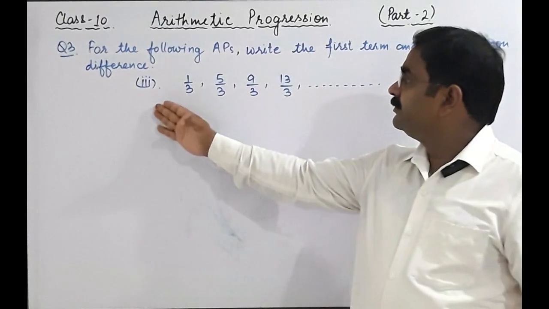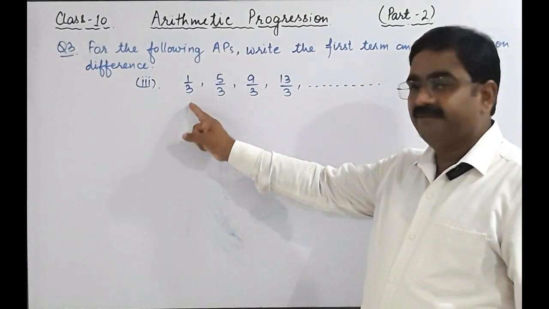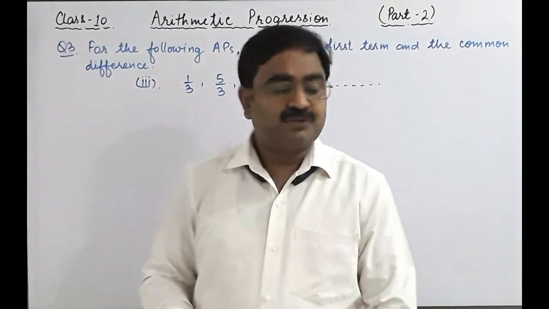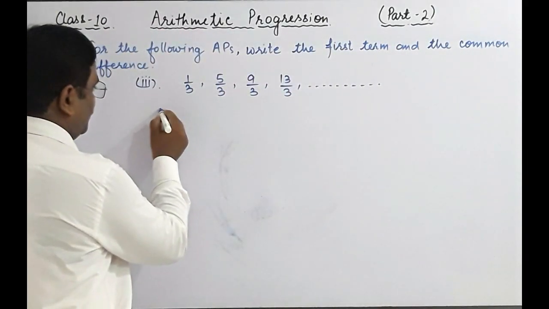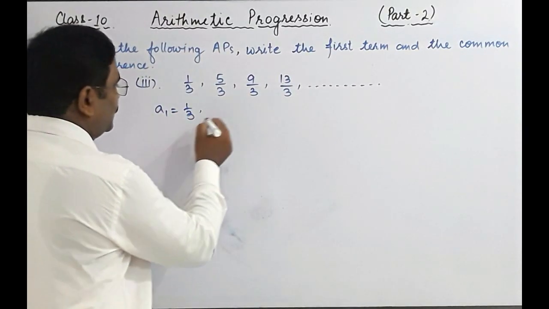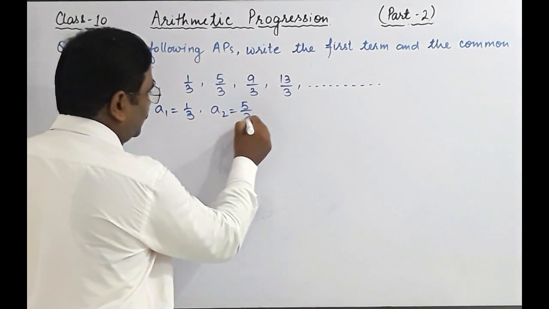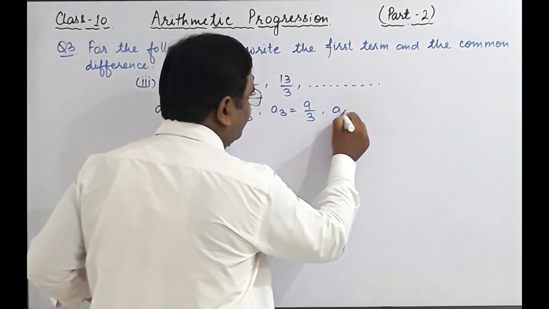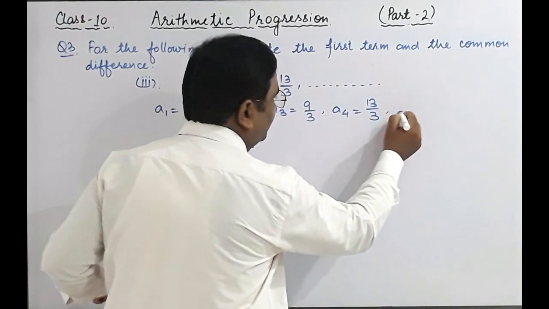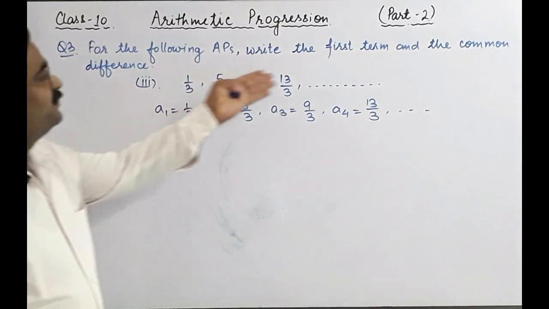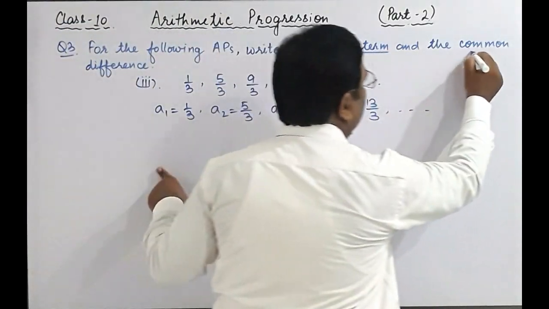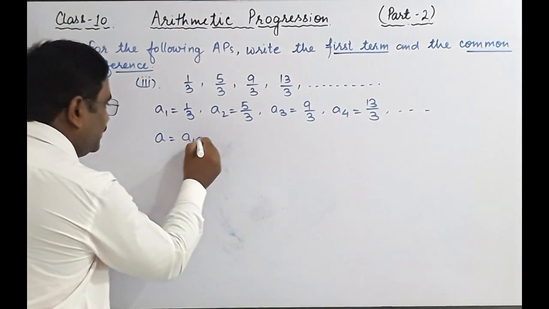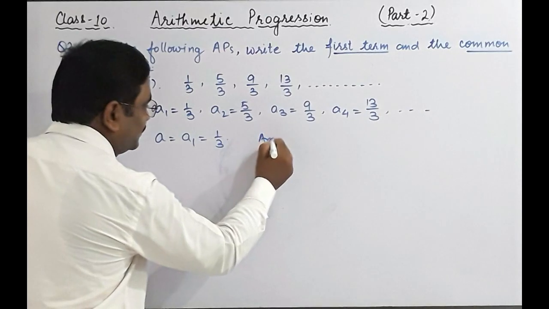Okay, dear friends, see the third part of this question. In this, the first term is given 1 upon 3, the second term is 5 by 3, the third term is 9 by 3, and the fourth term is 13 upon 3, etc. Let us write its first term and the common difference as it is asking. The first term a, which is equal to a1, is 1 upon 3. This is our first answer.